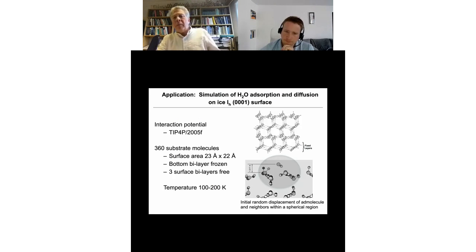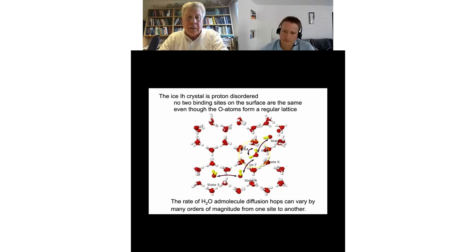Anyway, just to show briefly some simulations. We applied this to crystal growth and grain boundaries and solids and all kinds of things. But I'm just going to show here diffusion of a water molecule on the proton-disordered ice surface. Because it's proton disordered, this is like an amorphous surface in some sense. No two sites are the same, and the molecules are binding in non-crystallographic sites.